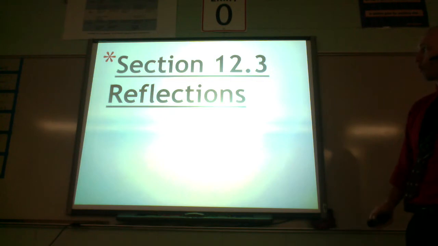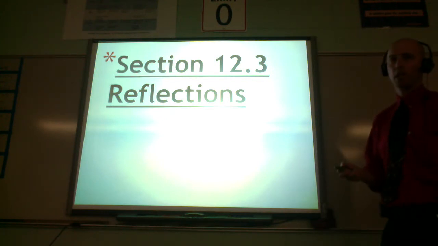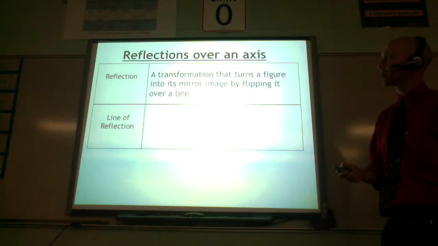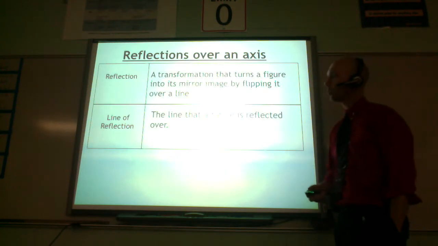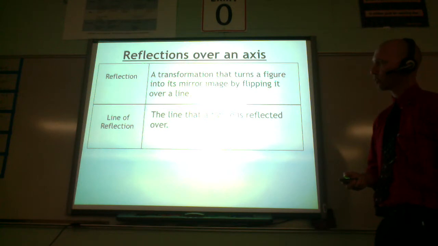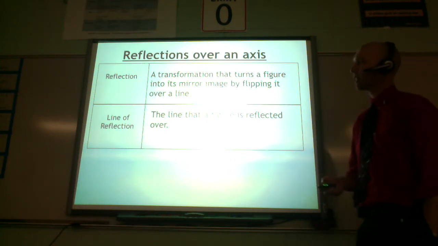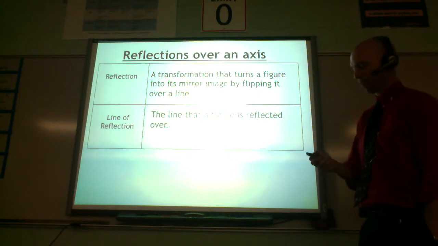So you should hopefully all have your chapter 12.3 notes on reflections. A little different today, because this time I actually gave you the definitions in your handouts, so you don't have to waste time doing them. A reflection is a transformation that turns a figure into its mirror image by flipping it over a line. It's almost like folding over a piece of paper where it shows up on the other side. The line that you flip it over is called the line of reflection.